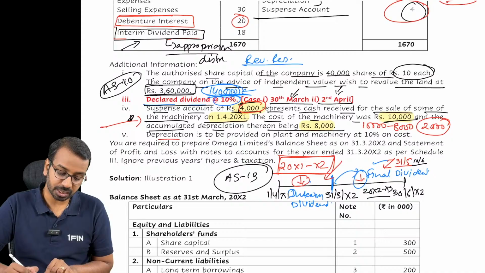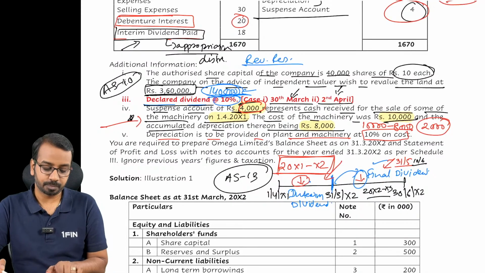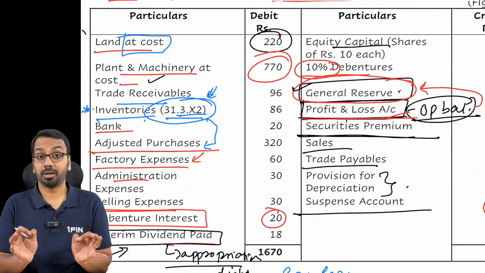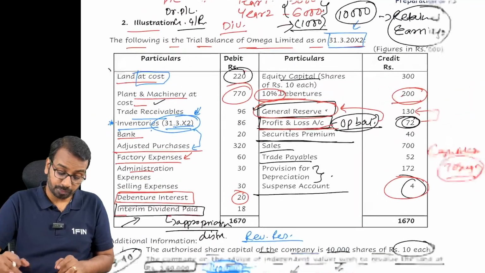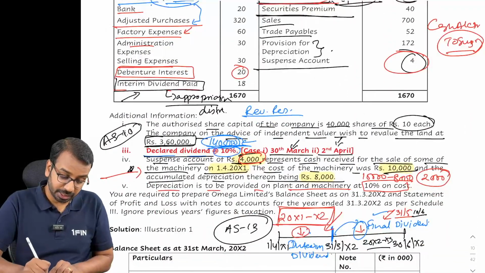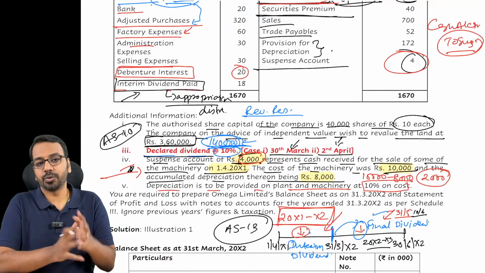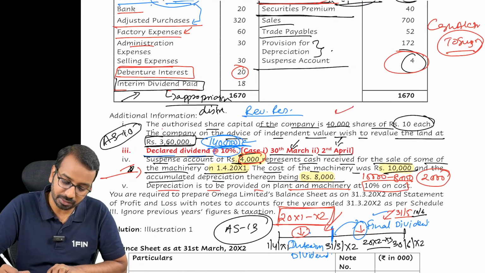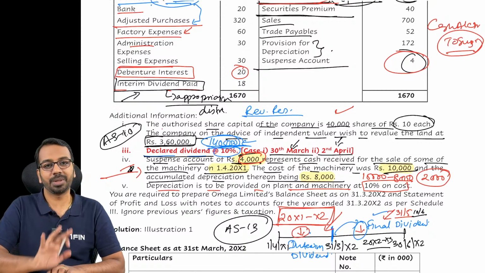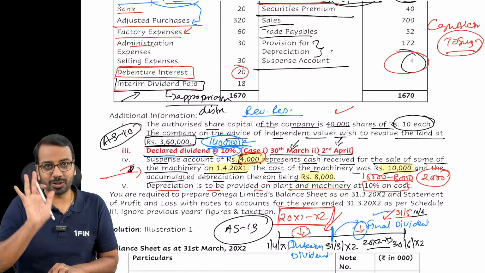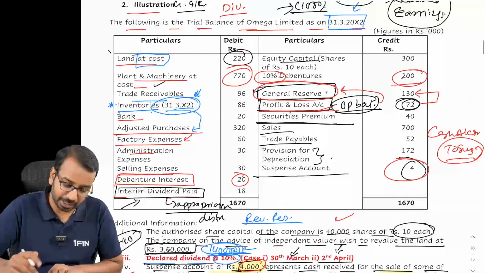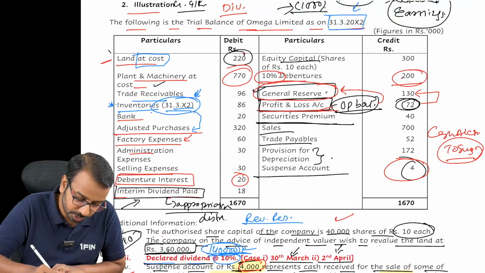Okay. Depreciation is to be provided on plant and machinery at 10% on cost. 10% on which cost? 770. But hold on. There is an adjustment. So what you have to do? There is a disposal. So first we have to take care of the disposal and then calculate the depreciation. So authorized capital is given. This doesn't impact your balance sheet and P&L. It will only impact your disclosures. Clear? Company on the advice wish to revalue the land. So land has an adjustment. Put a small mark here.